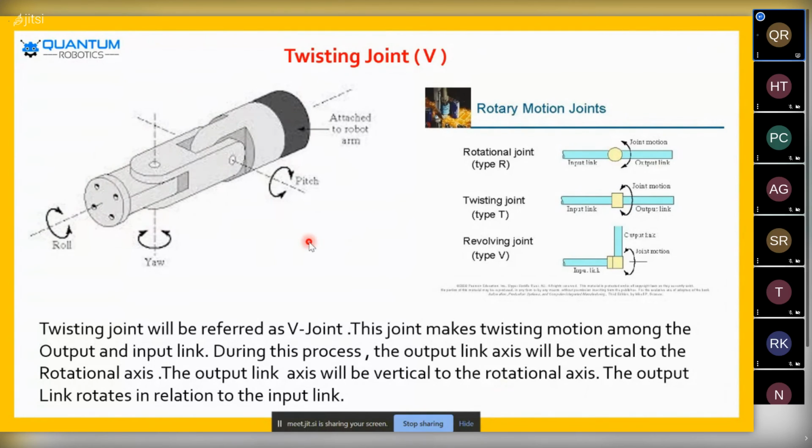The twisting joint is also interrelated and somewhat similar to the hook joint. Not much more similar, but somewhat similar to the hook joint, because the representation of the joints is somewhat similar between the hook joint and the twisting joint. This is about the twisting joint.